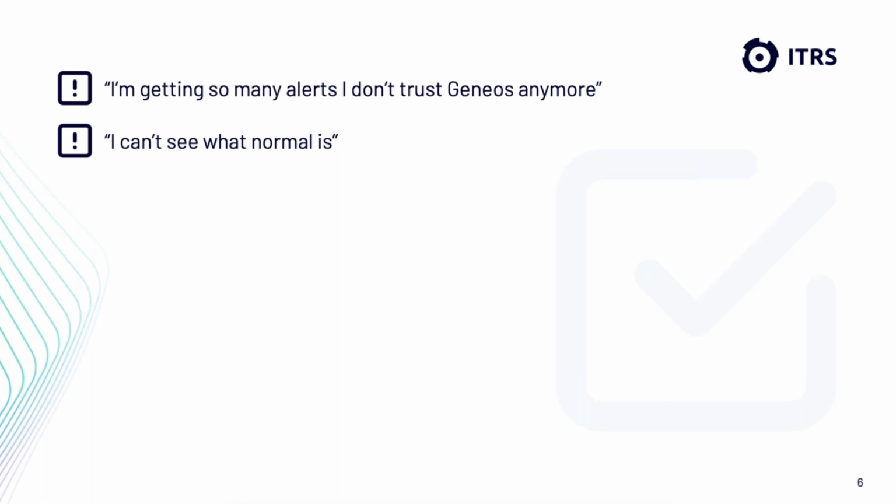The second thing that we hear you say is, whilst Geneos is brilliant for that real-time data, you don't really know what normal is. If you don't really know what normal is, it's hard to say whether something is good or bad. The next one is I can't see what's going to happen. Again, Geneos is brilliant for real-time data, but it's hard to see ahead of time what's going to happen.